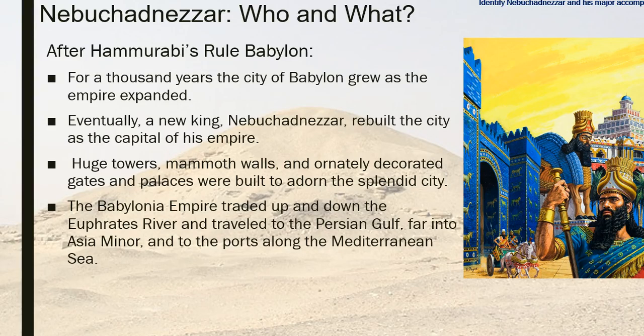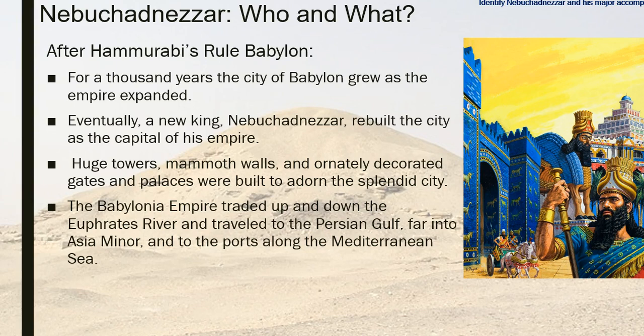Now, Nebuchadnezzar did not come immediately after Hammurabi. After Hammurabi's rule, there were about 1,000 years in which the city of Babylon grew, the empire expanded, and of course, in 1,000 years, you're going to have a lot of different rulers. So we're kind of jumping a major time gap here. But eventually a new king does come in, and his name is Nebuchadnezzar. That's quite a mouthful.